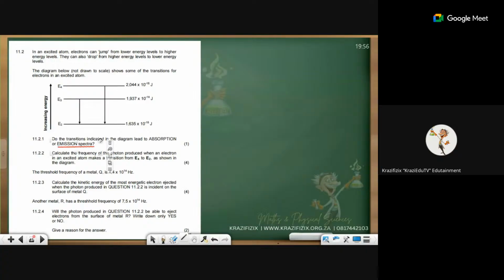Guys, I'm not going to do all the jargon, but here is what I want to show you. Calculate the frequency of the photon produced when an electron in an excited state moves from E4 to E2. So the energy, because we want the photon, right? E equals hf. h is a constant. What I need is E, because I'm looking for frequency. But from E4 to E2, E4 minus E2 equals hf. You can finish the rest.